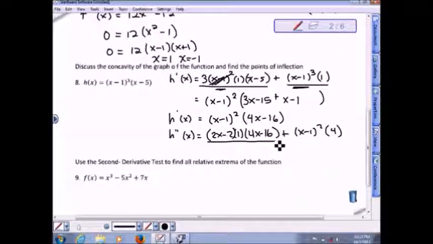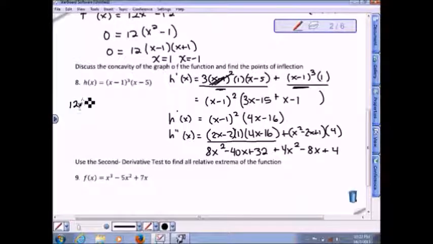Now if we multiply these two together, we're going to get 8x squared minus 40x plus 32. Now if we multiply these two together, first of all, x minus 1 to the second power is x squared minus 2x plus 1. We multiply that with 4, we get 4x squared minus 8x plus 4. Combining all the like terms, we're now going to have 12x squared minus 48x plus 36. This is the second derivative of h.